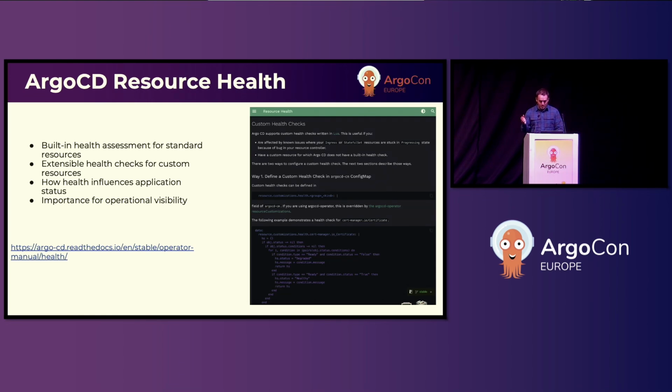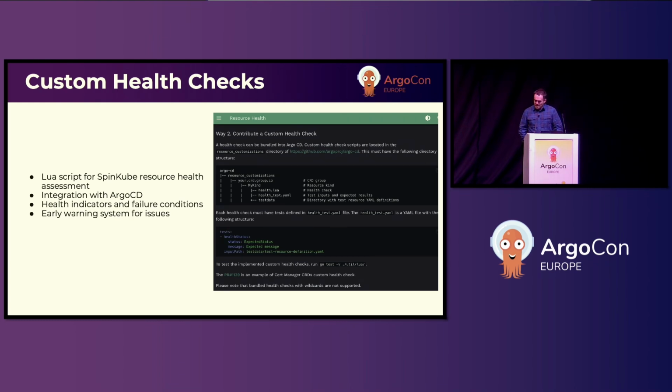Custom resources like our Spin application need to extend ArgoCD to further understand that. Getting into details, how do you add this custom health check? Ideally, you want to properly monitor your CRDs. For us, a SpinKube application.